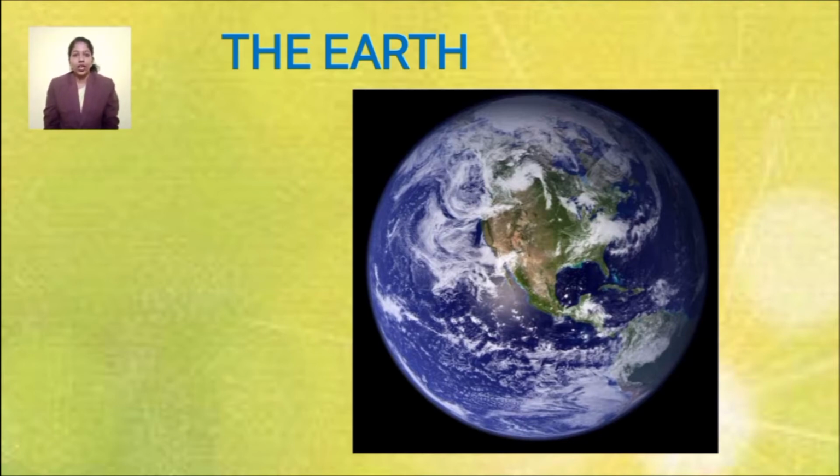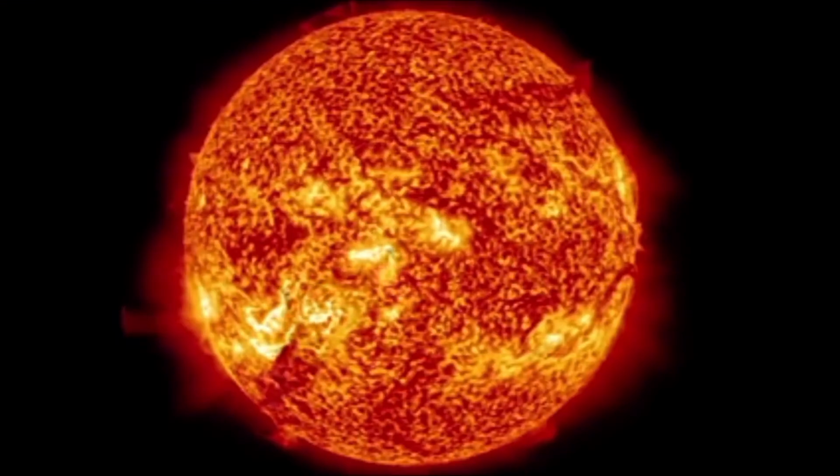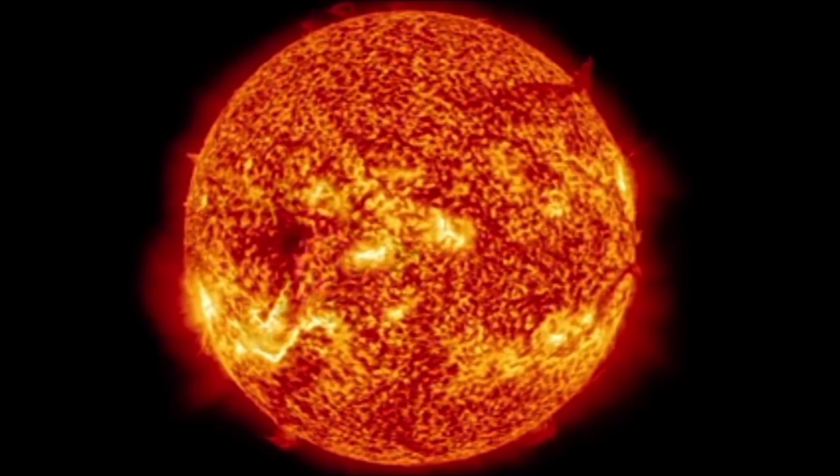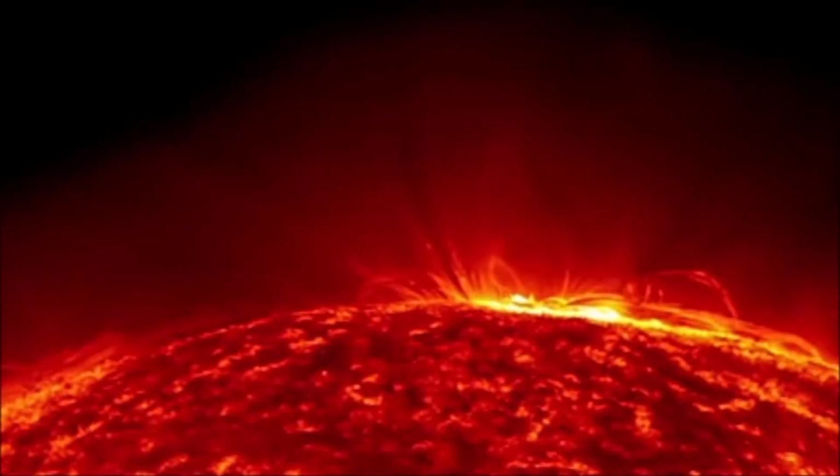So the first heavenly body is the sun. This is the sun. In the previous chapter, I have told you that the sun is a star. Do you remember? Yes, I know you all have remembered that the sun is a star and it is a huge ball of burning gases. It is the nearest star to the earth. The sun lies at the center of the solar system.